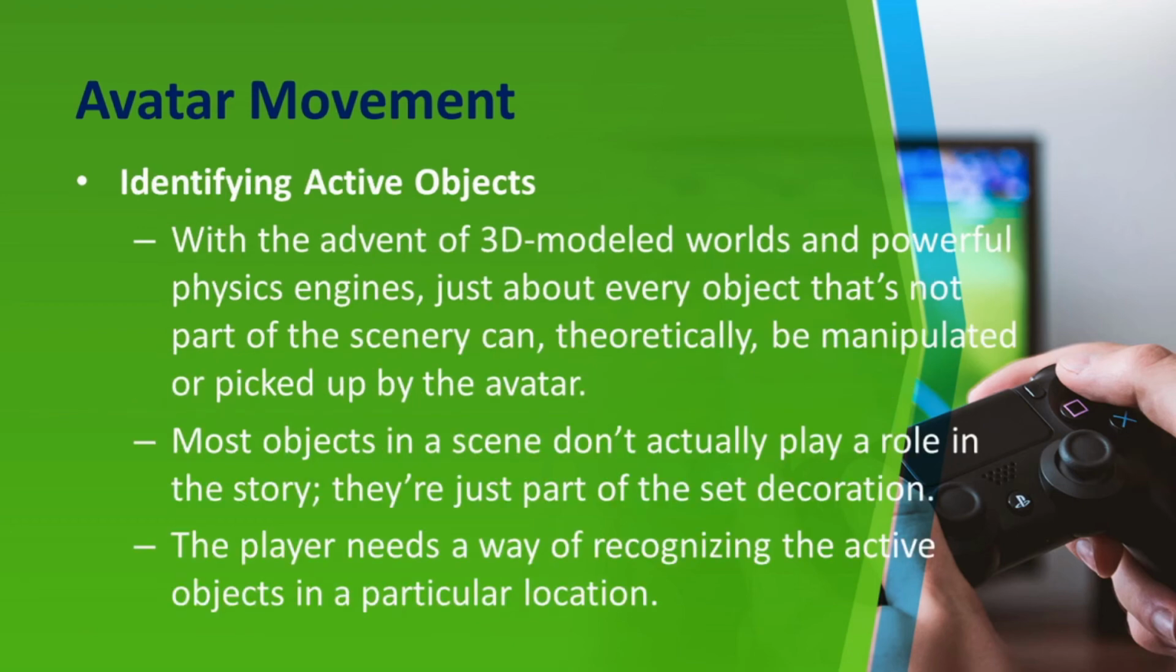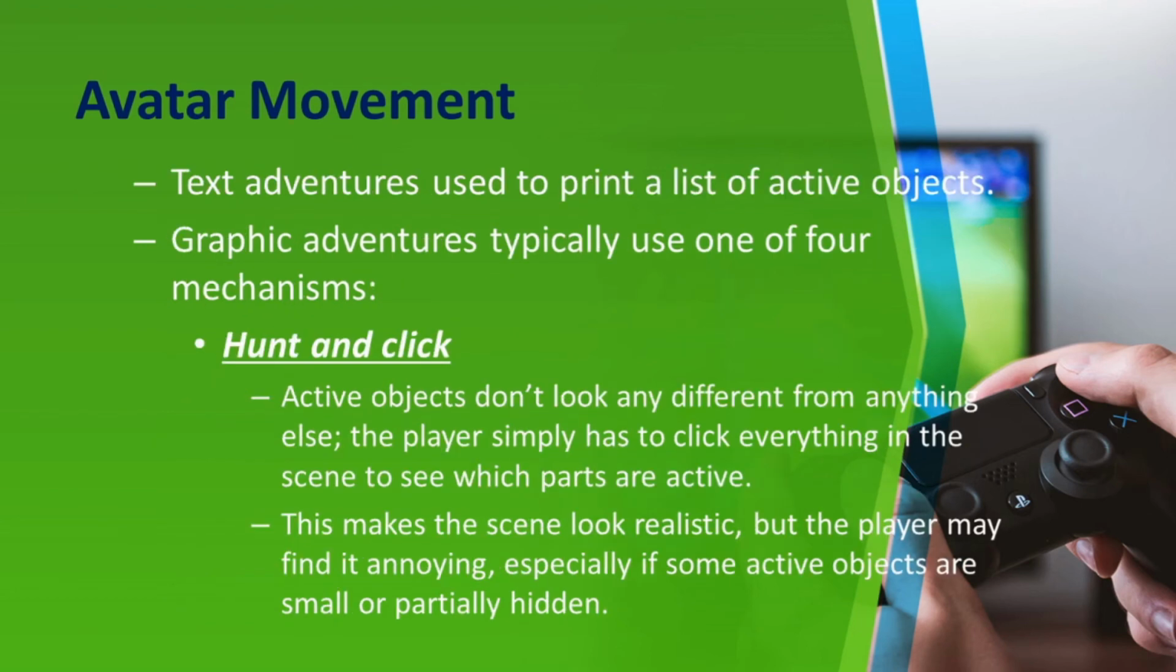Identifying active objects. With the advent of 3D model worlds and powerful physics engines, just about every object that's not part of the scenery can theoretically be manipulated or picked up by the avatar. Most objects in the scene don't actually play a role in the game. They're just part of the decoration set. Some games will allow you to pick them up and put them in your inventory, some don't. So the player needs a way of recognizing the active objects in a particular location. Text adventures used to print a list of active objects, but in graphic adventures, they typically use one of four mechanisms. These are those mechanisms.